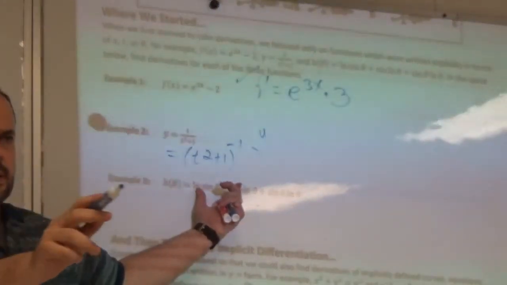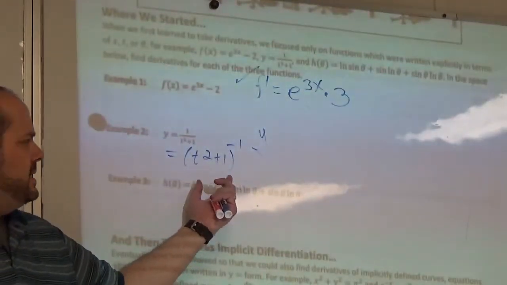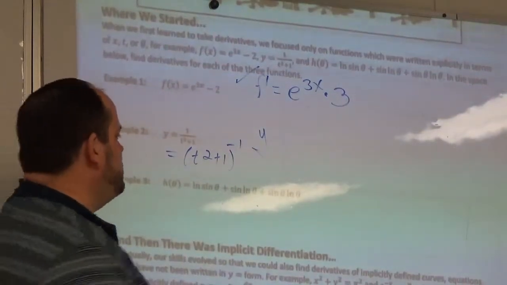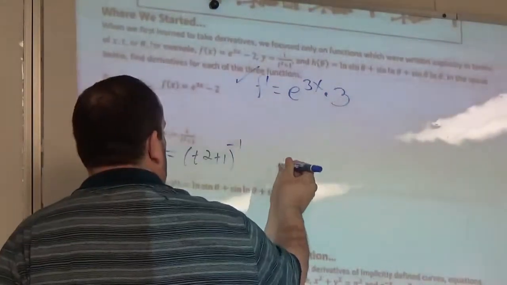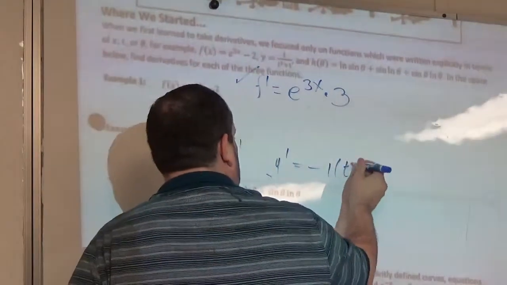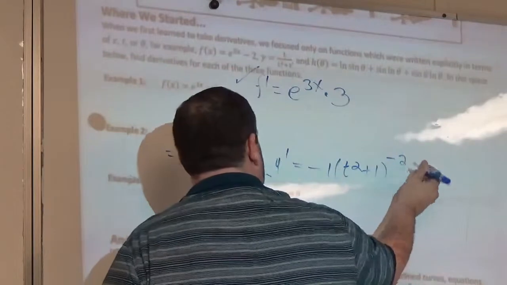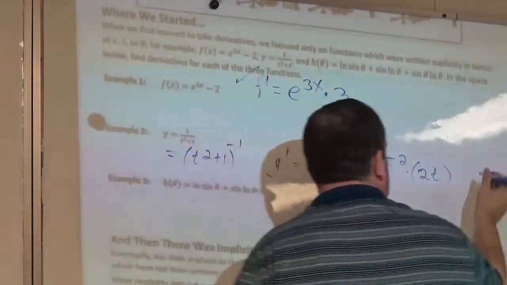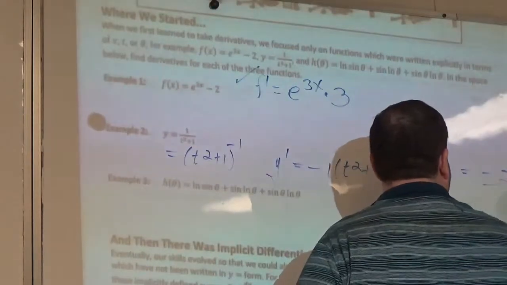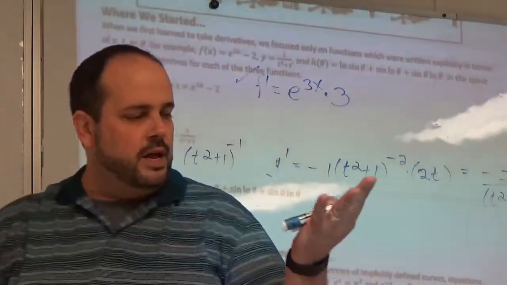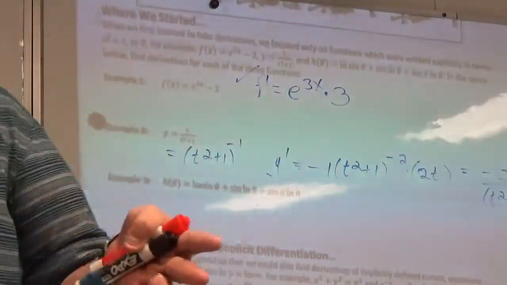How many of you guys did it that way? A couple people did it that way? How many of you guys did quotient rule? Quotient rule is probably the more popular approach, but both are going to be fine. If I do it this way, I'm going to say negative 1 times t squared plus 1 to the negative 2 times the derivative of the inside, which is 2t, which becomes negative 2t over t squared plus 1, the whole thing squared. Great. And my quotient rule people, you should have the exact same thing.